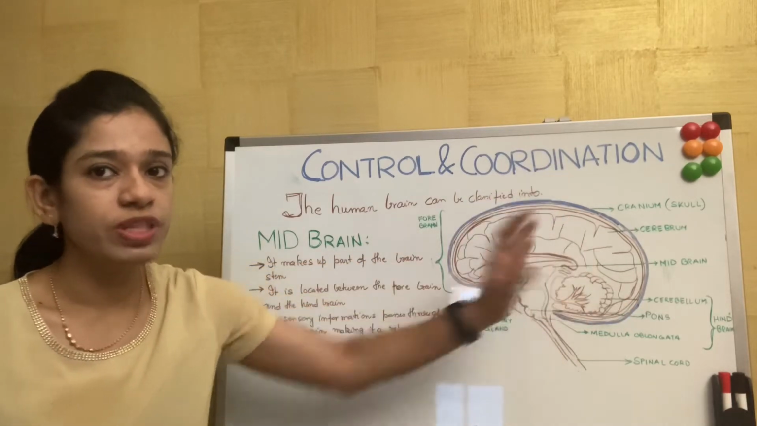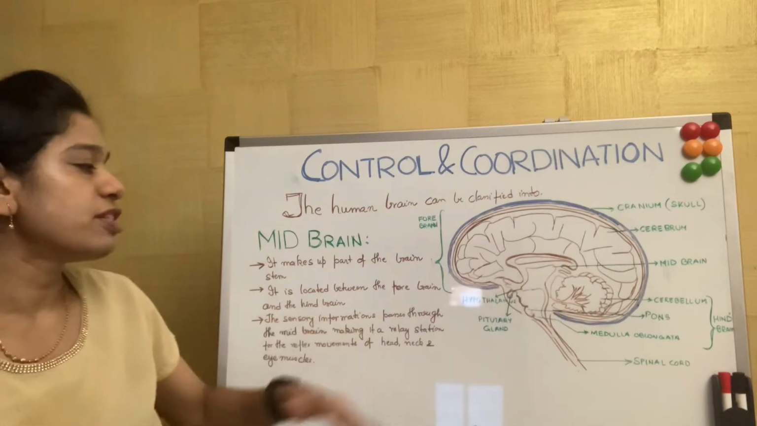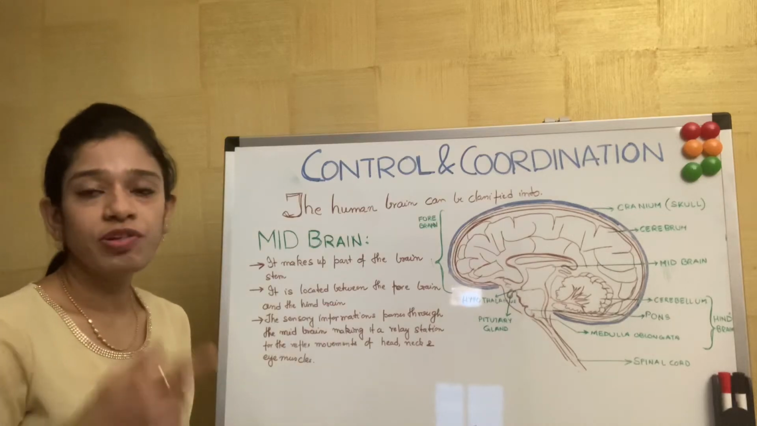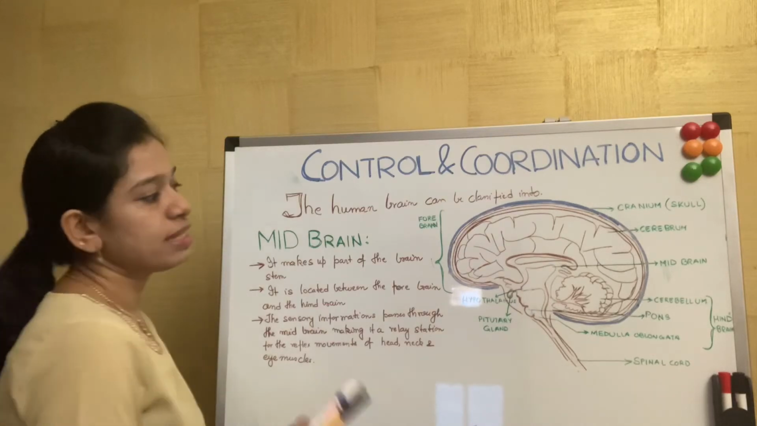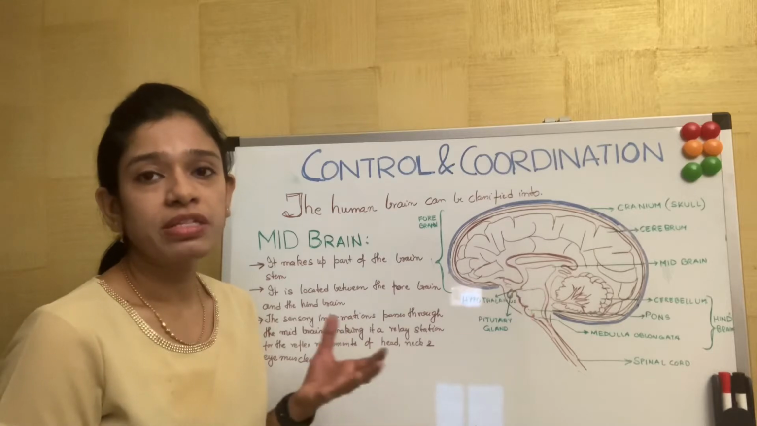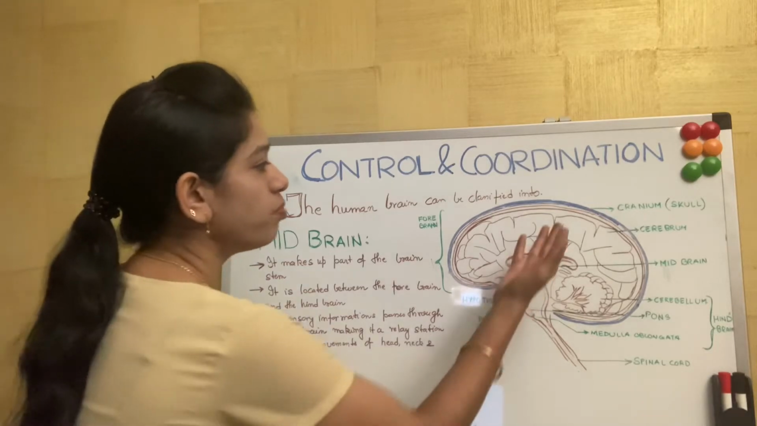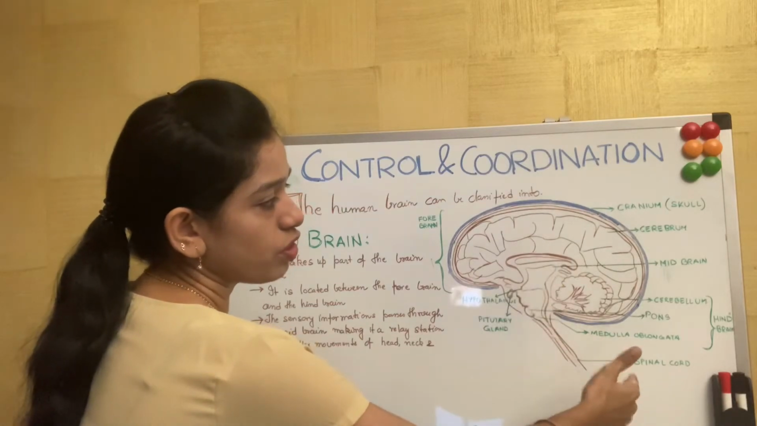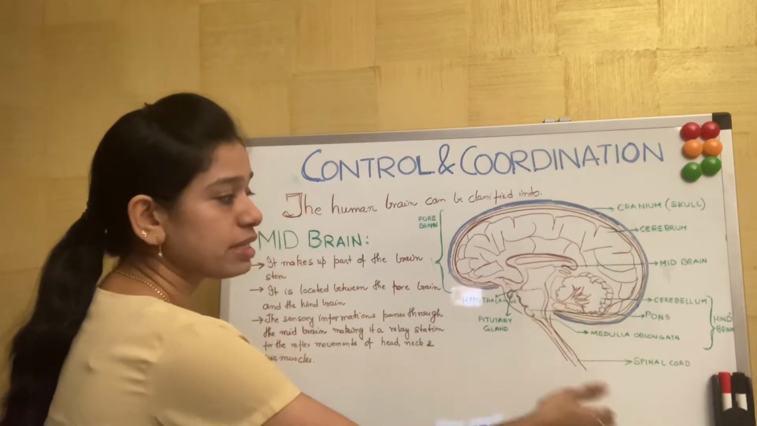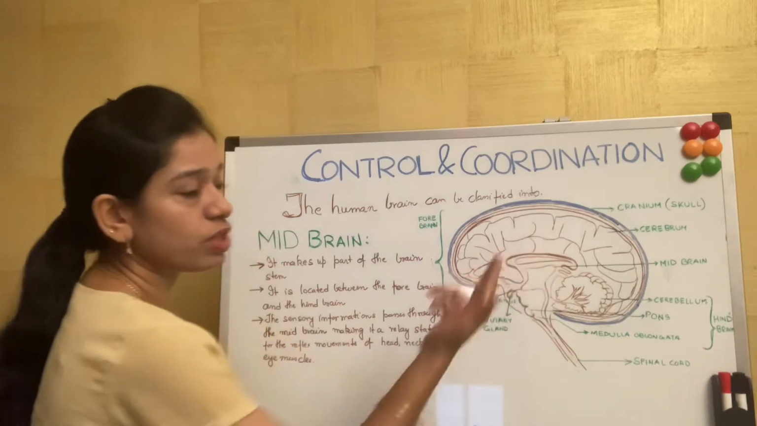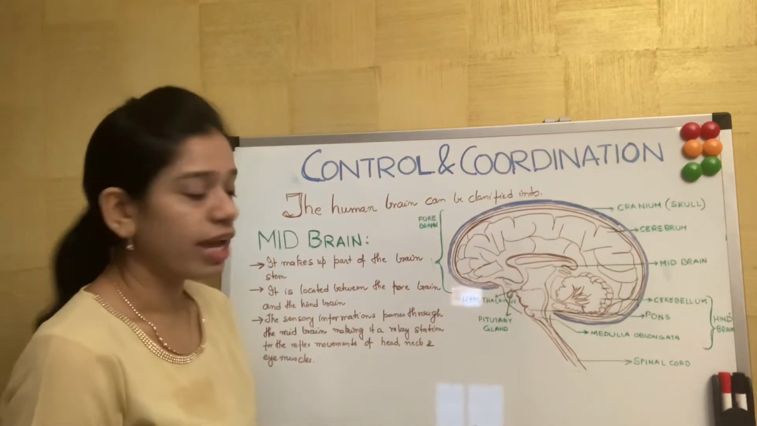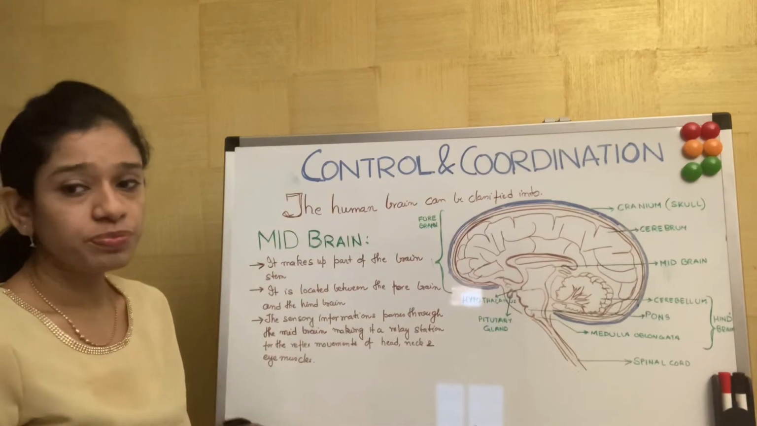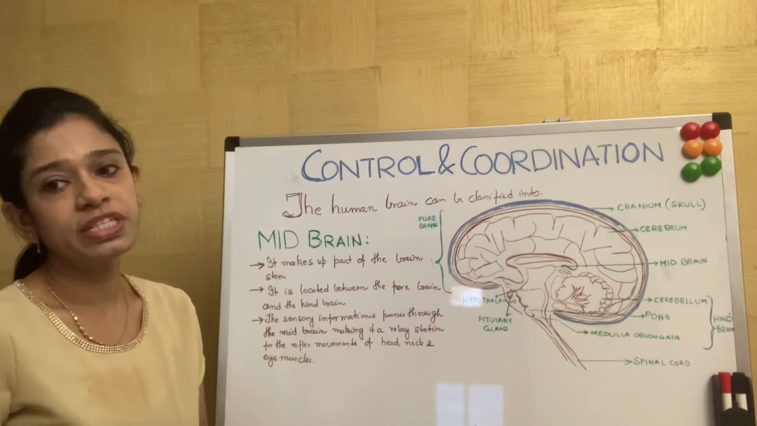The sensory information passes through the midbrain, making it the relay station. All the sensory information passes through this midbrain. From the cerebrum, the forebrain, when it moves to the spinal cord, it has to move through the midbrain. When it is coming, it has to come through the midbrain to the forebrain or through the hindbrain.